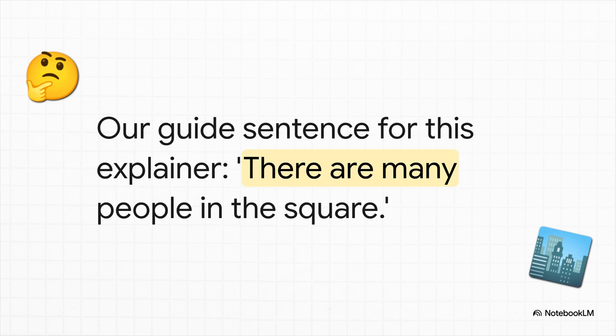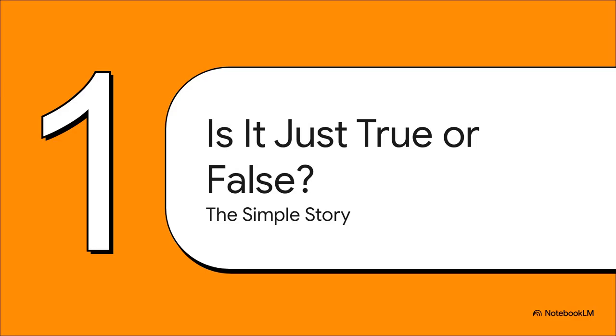So we're going to use this one sentence as our guide for this whole explainer. There are many people in the square. I mean, it seems simple enough on the surface, but as you're about to see, this sentence is hiding a whole world of complexity. Okay, so first up, let's talk about the simple story.